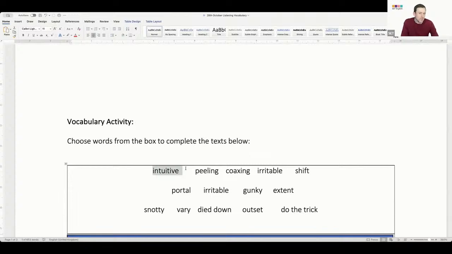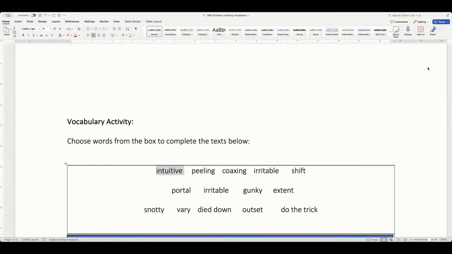Okay, Helen, intuitive. Intuitive's a good one. So the verb is to intuit. The noun is intuition, and intuitive is the adjective. So let's say, which countries drive on the right? Afghanistan. In Afghanistan you drive on the right. So when you come to the UK, it doesn't feel intuitive, does it? Yeah, most countries.